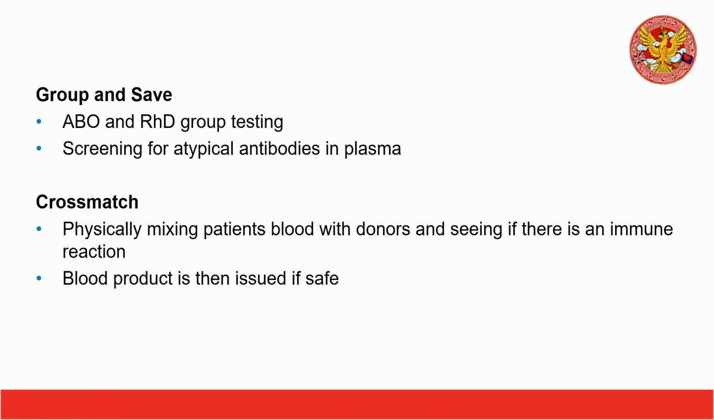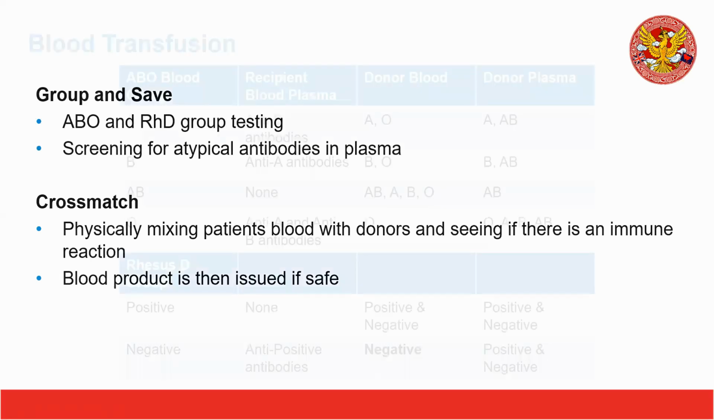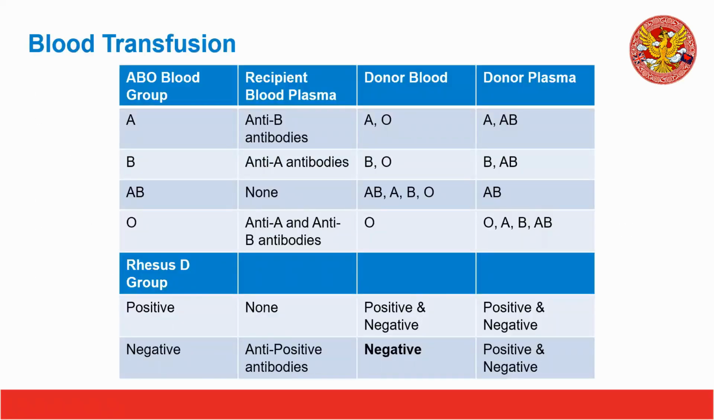A cross-match can only be done after you have identified the group of the recipient blood and screened for any atypical antibodies. What you do is mix the patient's blood with the donor's blood and see if there's an immune reaction. If it is safe, then you would issue the blood product. I just wanted to quickly go through the different blood groups and what you can and can't receive. The two main classifications are your ABO blood group and your rhesus D group.